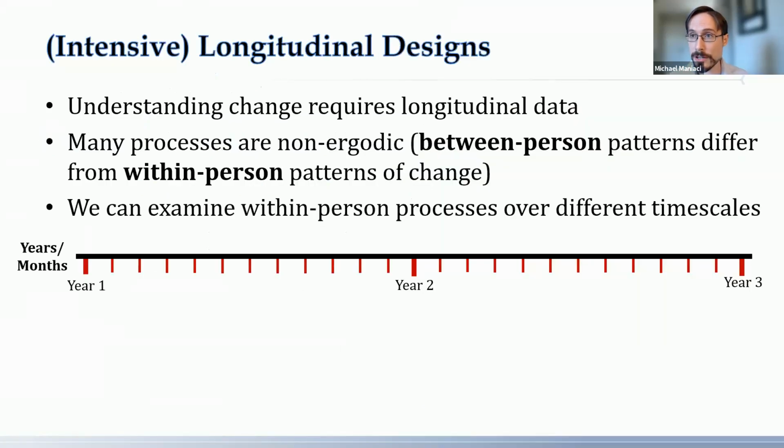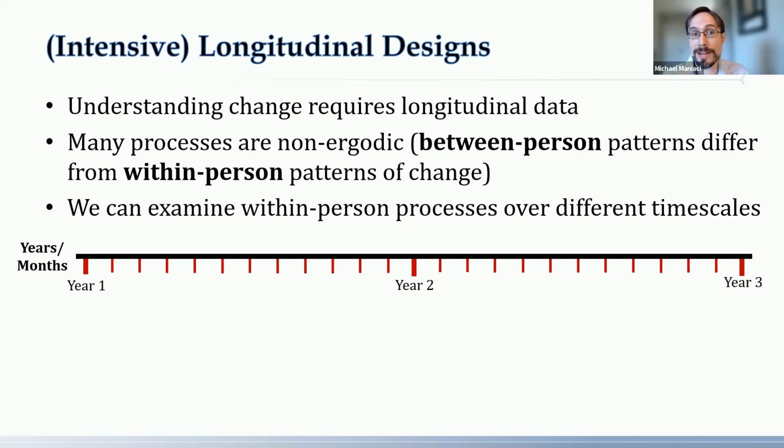So first I want to talk about longitudinal designs in general. As researchers, we're often interested in understanding change in some way. Even in a cross-sectional laboratory experiment, we might be interested in how participants change in response to some environmental manipulation, let's say. But if we really want to understand within-person processes and within-person change, that requires longitudinal data.